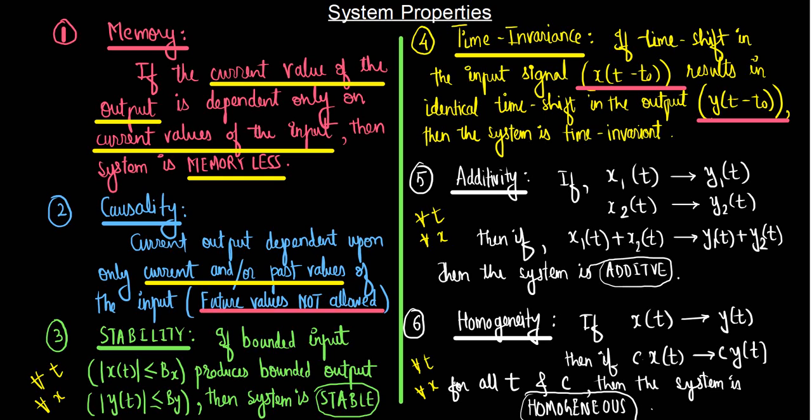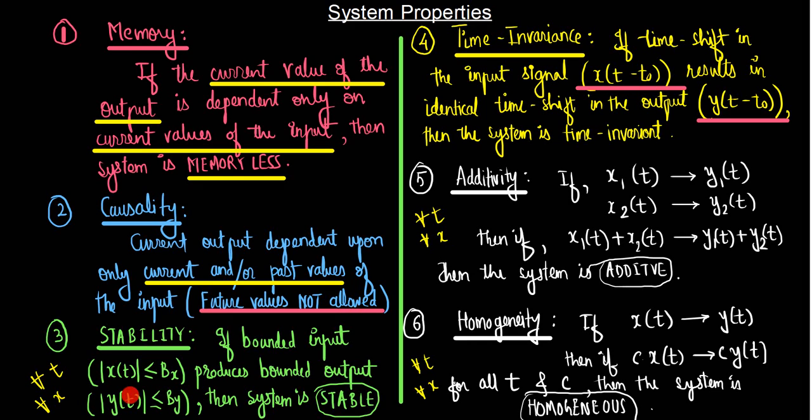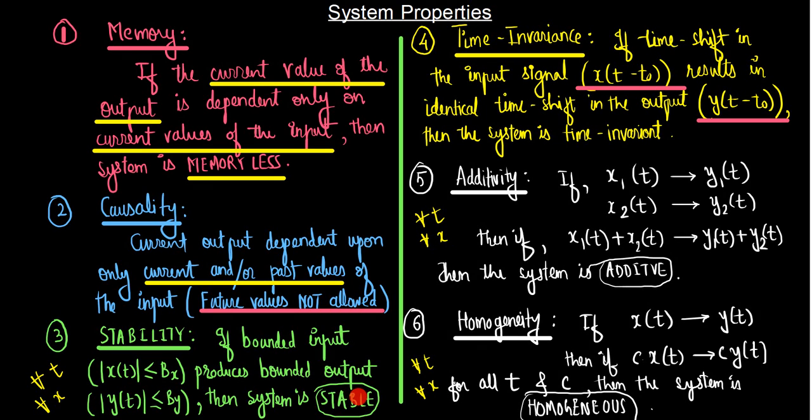Similarly, we have defined the systems based on stability. A system is said to be bounded input, bounded output stable, or BIBO stable, if it satisfies the following. If we give a bounded input, that means the magnitude or the amplitude of the signal is less than some real finite constant, and it does provide an output that is also bounded, then the system is said to be stable. So if a bounded input to the system produces a bounded output, then the system is said to be a stable system.